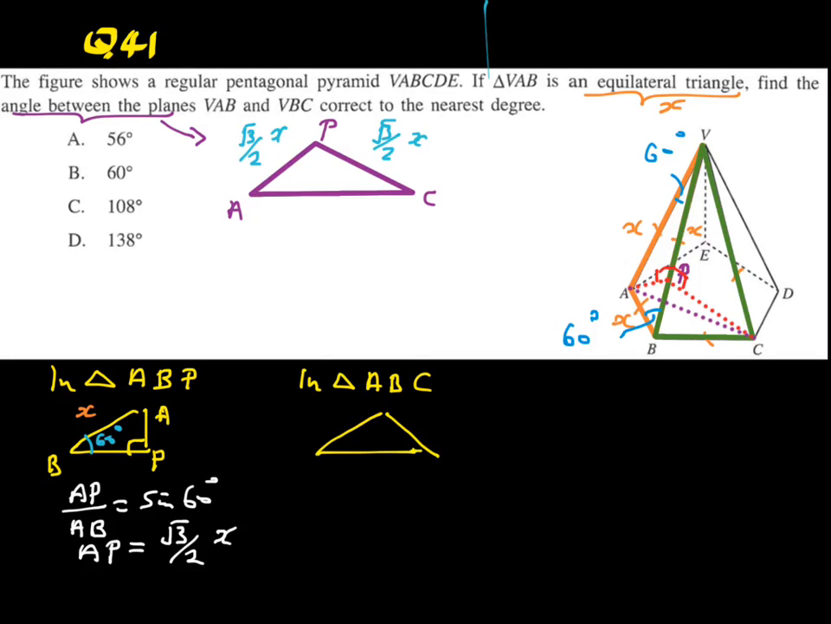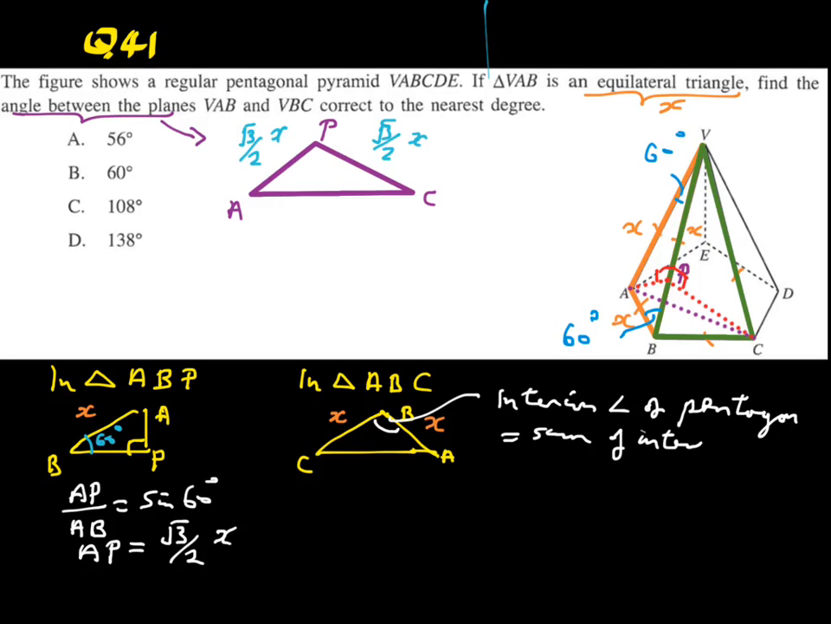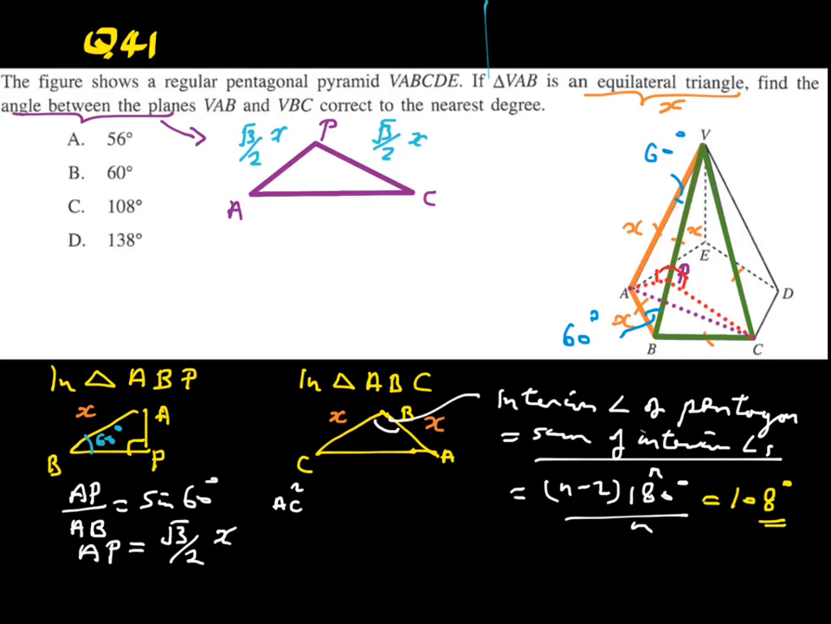So let's look at another triangle, ABC. On the base triangle ABC, we want to find the length of AC, because if I know that, then I could find the angle APC using the cosine rule. The base angle here is an interior angle of a regular pentagon, and we can find it because the interior angle of a pentagon is the sum of the interior angles divided by n. So if we work it out, the angle here is 108.